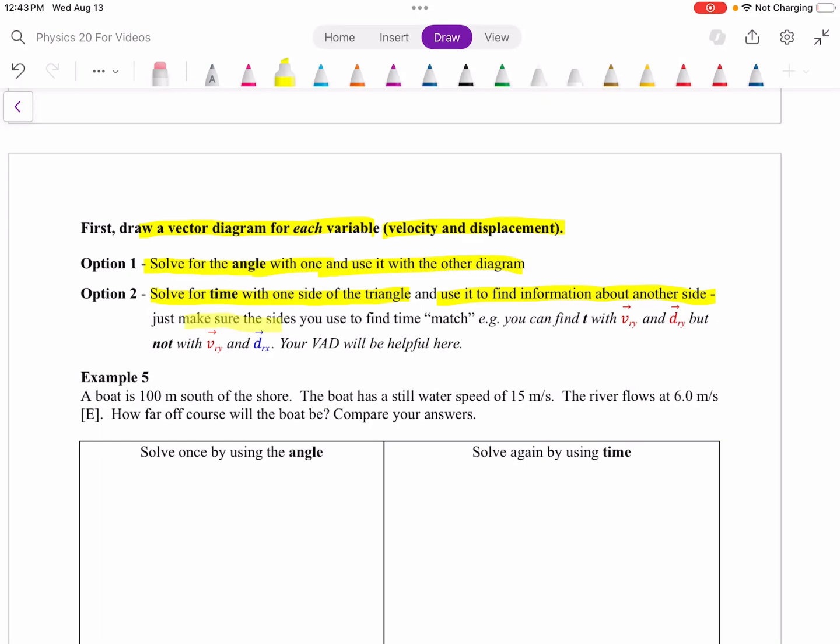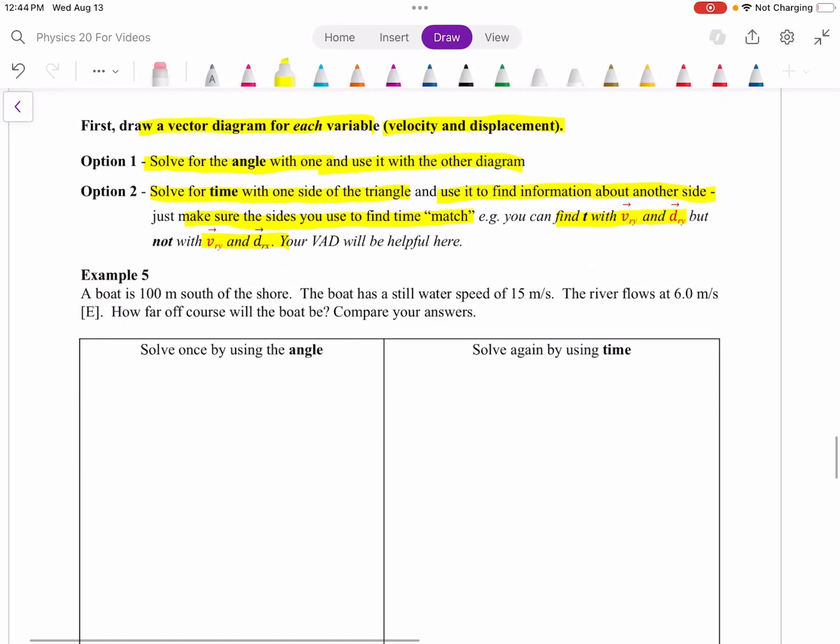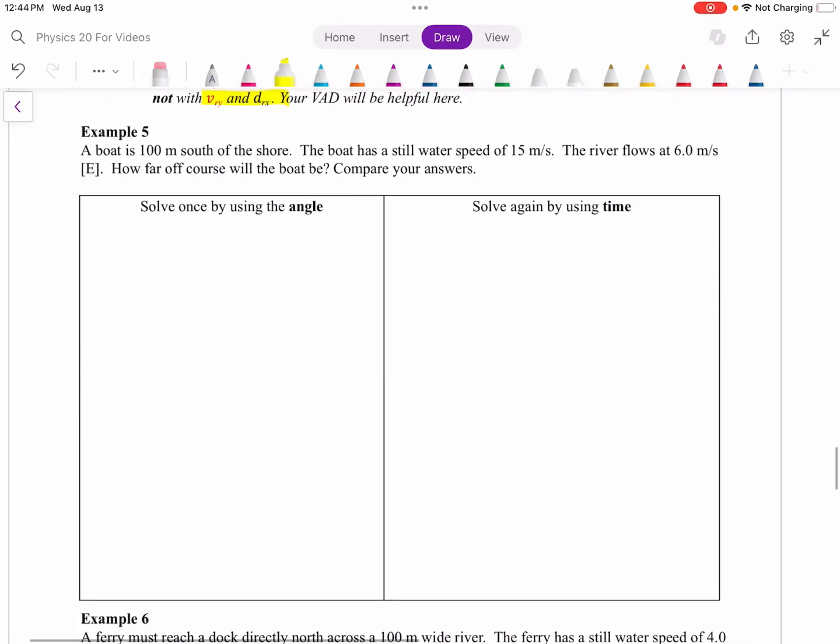But this is what we were talking about. We have to make sure the sides that we use to find time match. So we can find time with a y velocity and a y displacement using v equals d over t. But we could not mix our y velocity with our x displacement, right? Again, how fast that boat was going across the river has nothing to do with how far it ends up going downstream. How far it goes downstream just depends on how fast the water was carrying it downstream, right? Okay, so your vector addition diagrams are going to be super, super helpful as they have been throughout this lesson. But let's try one out.